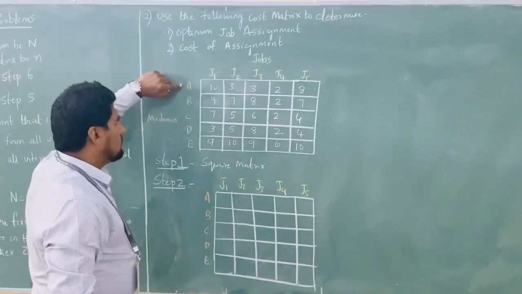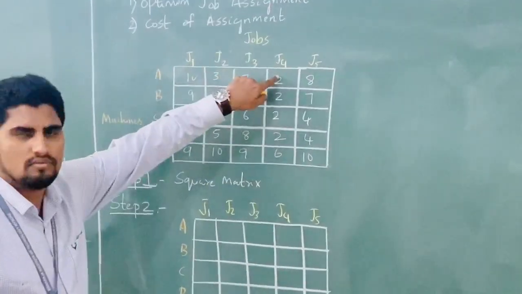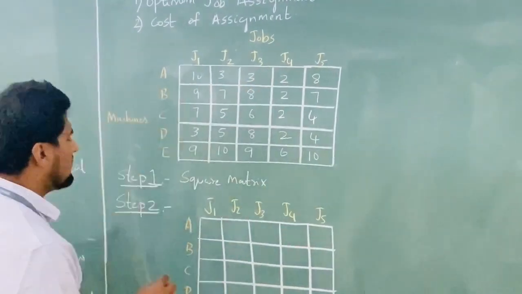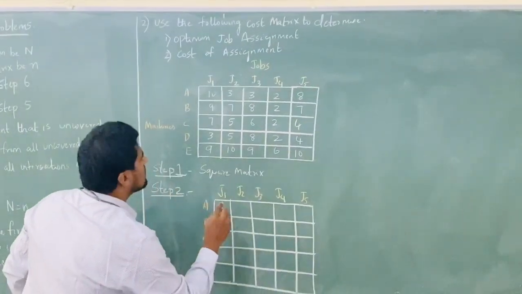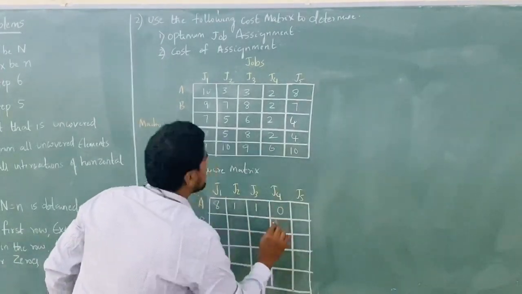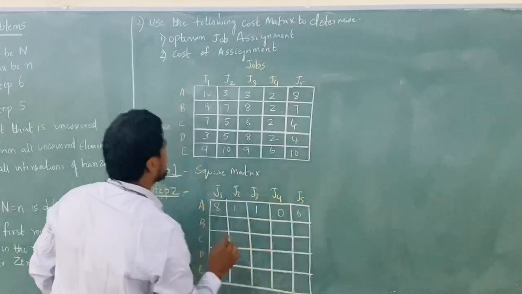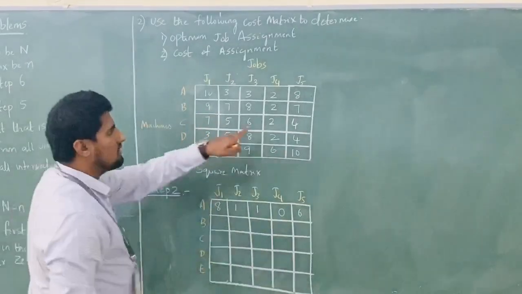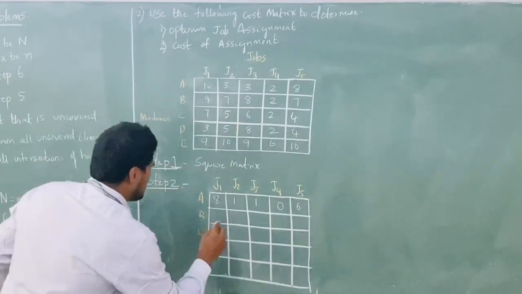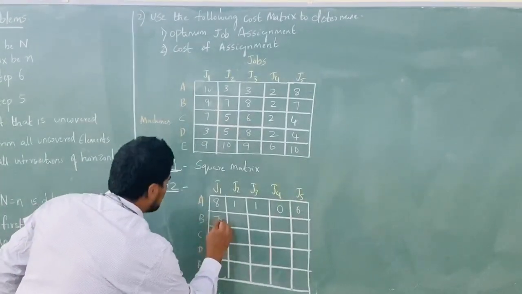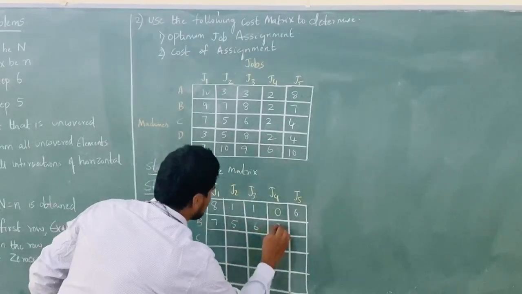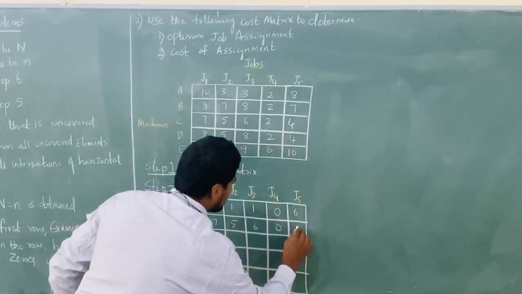In row A, the least element is 2. You have to subtract this 2 from the entire row. So 10 minus 2 is 8, 3 minus 2 is 1, 3 minus 2 is 1, 2 minus 2 is 0, 8 minus 2 is 6. Next, the least element is 2, so you subtract 2 from the entire row. So 9 minus 2 is 7, 7 minus 2 is 5, 8 minus 2 is 6, 2 minus 2 is 0, 7 minus 2 is 5.